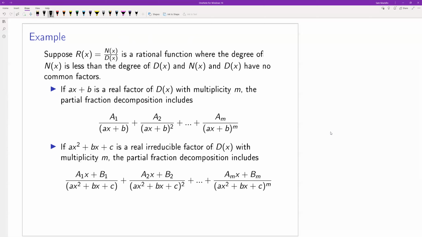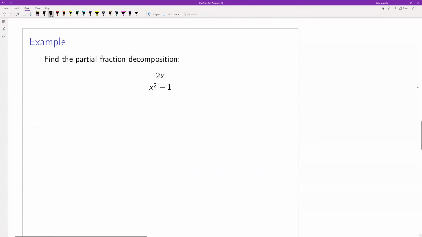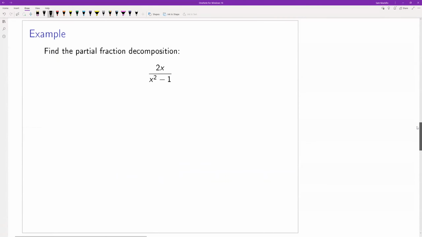These will only show up if the numerator is smaller in power than the denominator. So make sure you use long division if this isn't the case to solve this issue. With all that in mind, let's just go through 3 examples so we can see what's going on here. We'll start off simple. 2x over x squared minus 1.